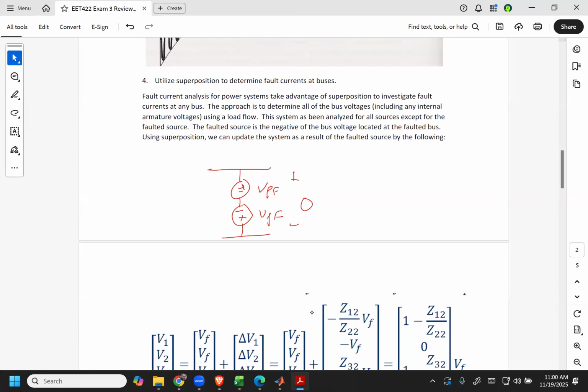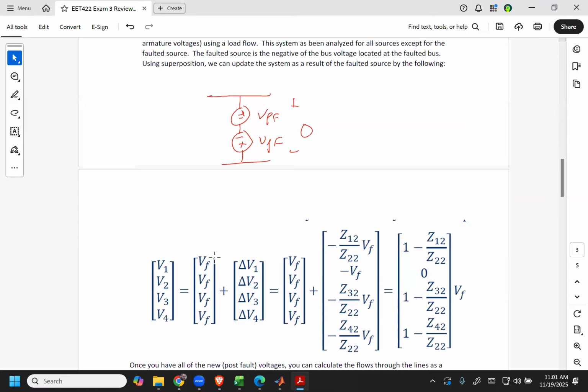By adding that with superposition, we have one case where we analyze the entire system under pre-fault conditions and get all the bus voltages, because that's our system. Now we need to add our single additional voltage source in there. That forces us to see how the system has changed. And then we just add it to the pre-fault values, and we get what our final voltages are going to be.